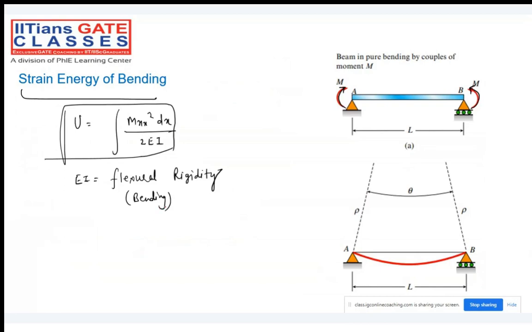Total strain energy will be something like this for this particular beam A to B. If I need to find the strain energy for this beam shown in the figure, then we have to calculate the bending moment acting at this particular section. Castigliano's theorem is basically known as the strain energy method.